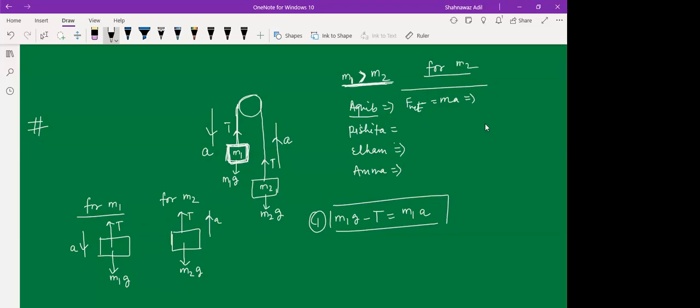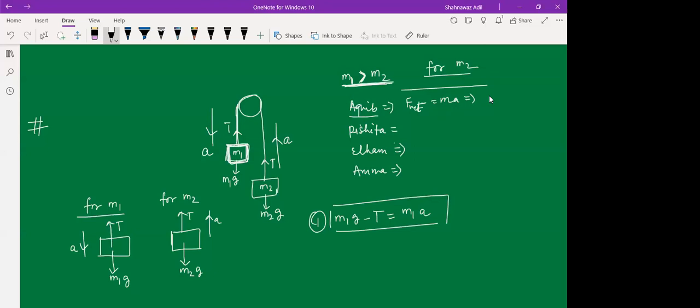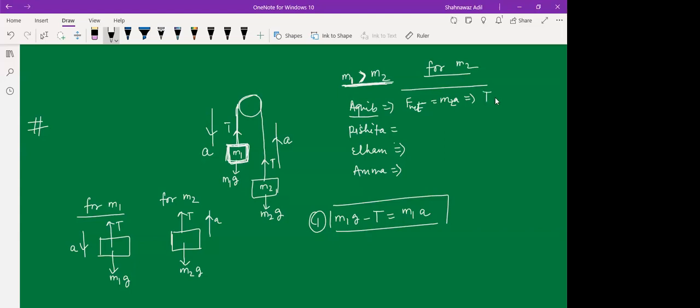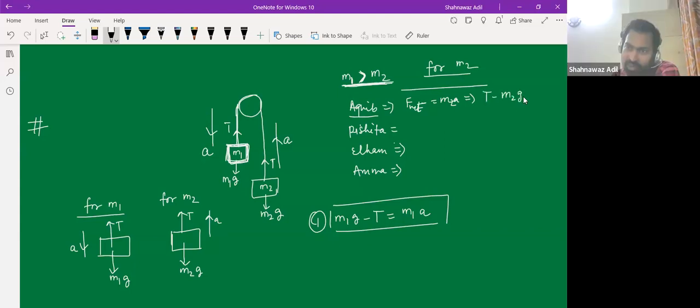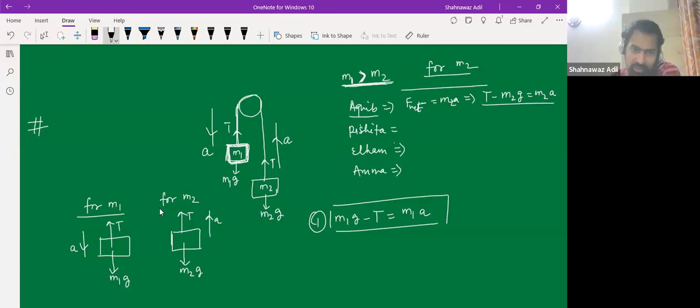Then m2g minus T equal to m2a. Okay, both are the same? No, sir. T minus m2g equal to m2a. Okay, so this is Akib's answer. And Rishita, what is your answer for m2?